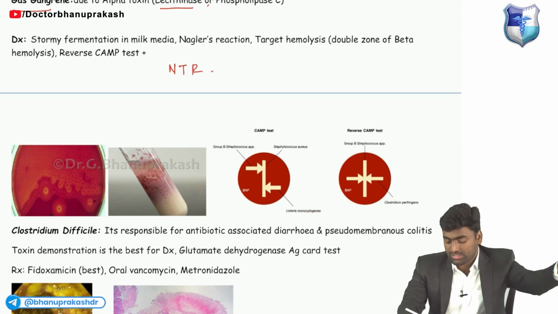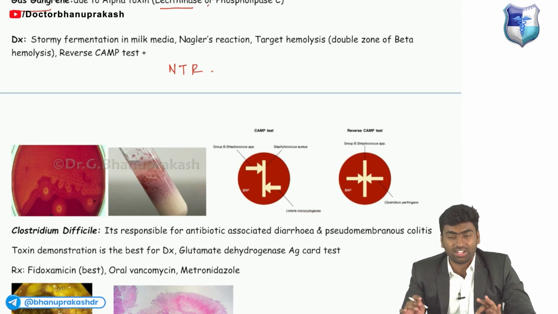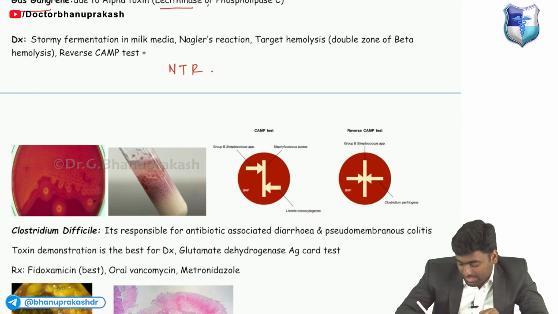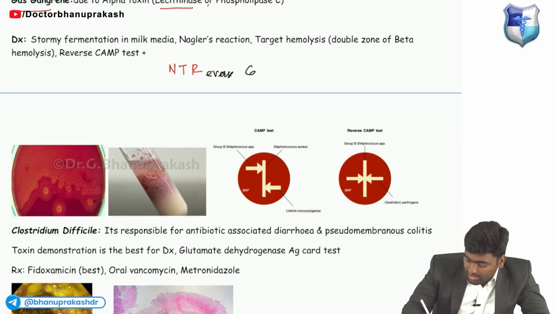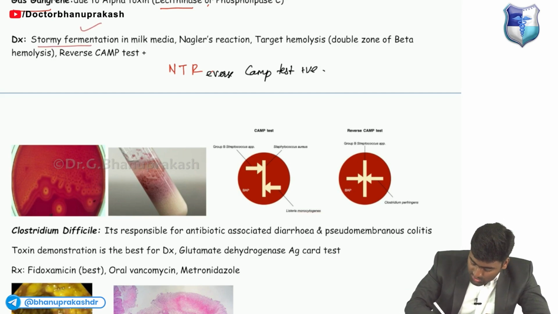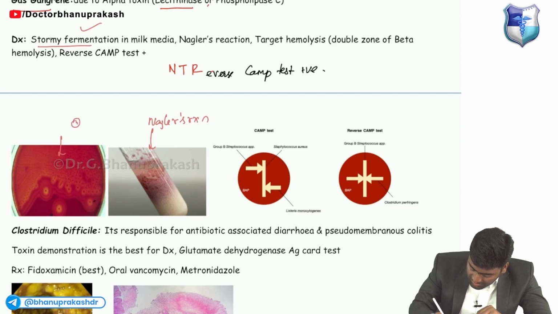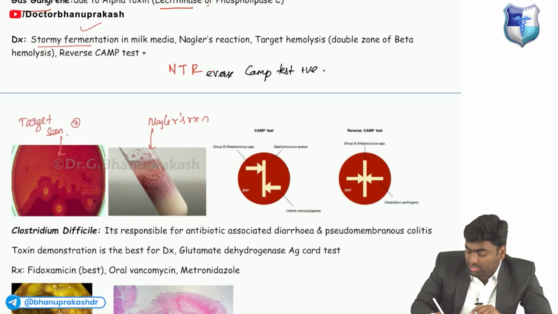Next, it will produce reactions known as NTR reactions. The first one is Nagler's reaction. Next one is T for target hemolysis, and R is for reverse CAMP test positive. So it will show stormy fermentation of litmus milk, which is known as Nagler's reaction. Next, it produces target hemolysis. So target hemolysis will be seen in case of Clostridium perfringens.